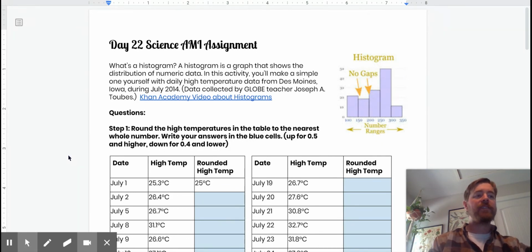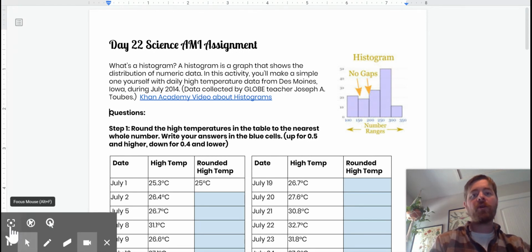I have your science assignment for today. We're going to be talking about histograms. Now, a histogram looks a lot like a bar graph, but it's a little bit different than that. It has a continuous x-axis, kind of like a line graph. So let's just go ahead and jump into our reading.